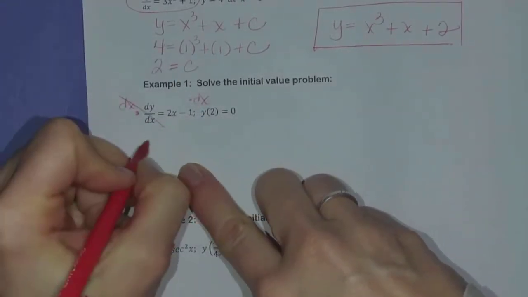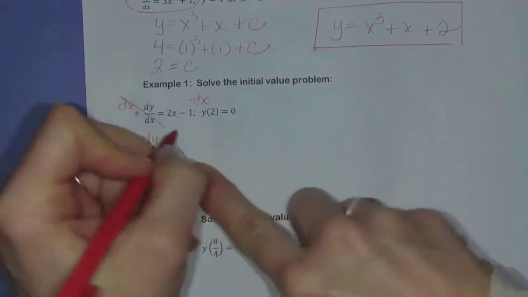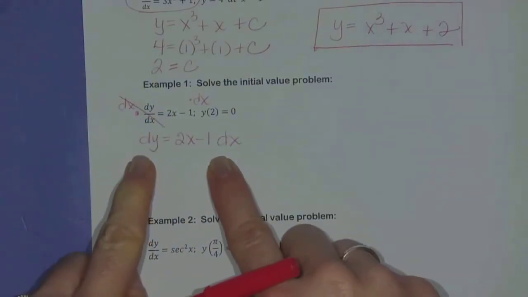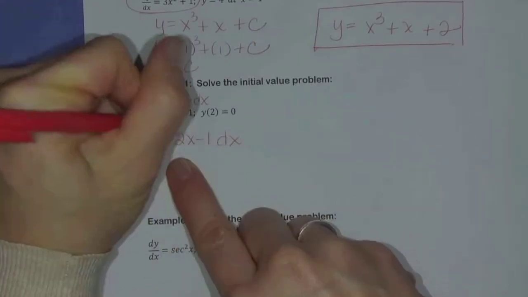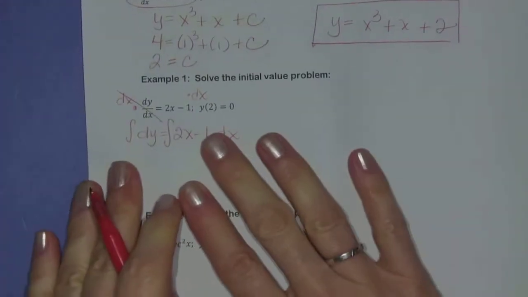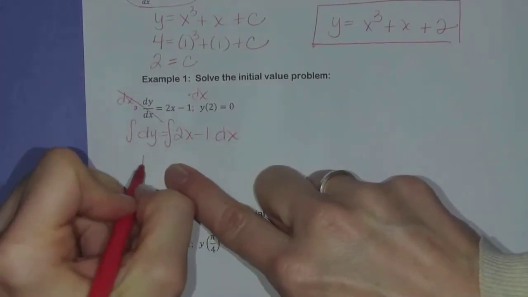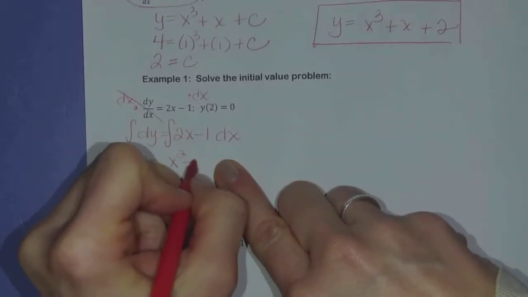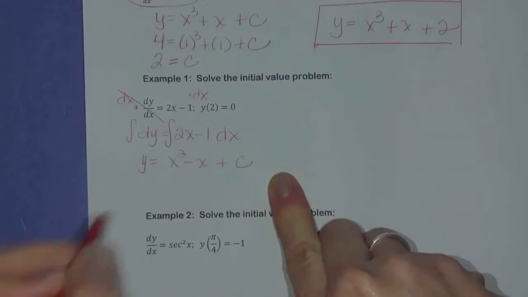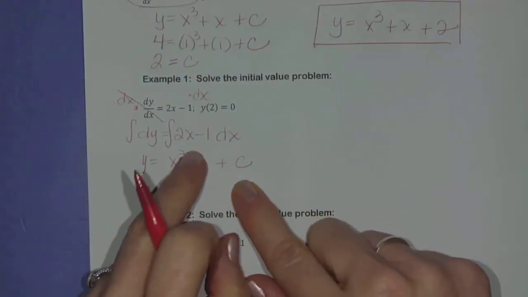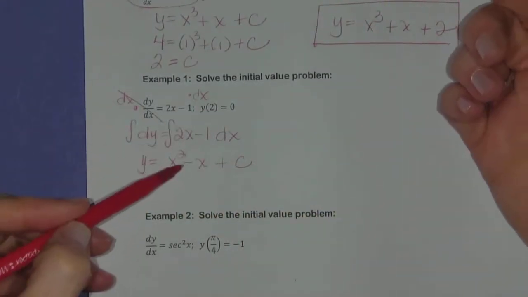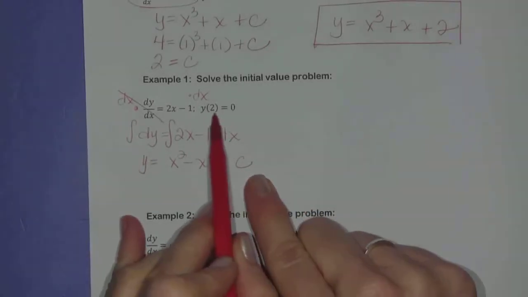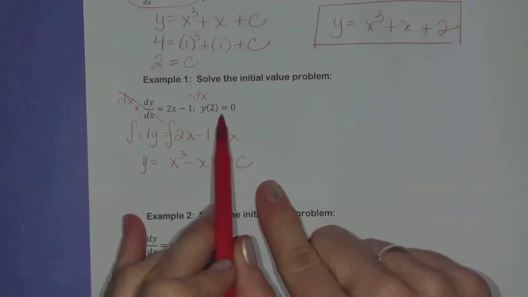Okay, canceling those out. So dy is equal to 2x minus 1 dx. Now I'm going to anti-differentiate both sides of the equation. This is going to give me y equals x squared minus x plus c. And I'm going through that pretty quickly because we've already learned how to anti-differentiate in a previous unit.